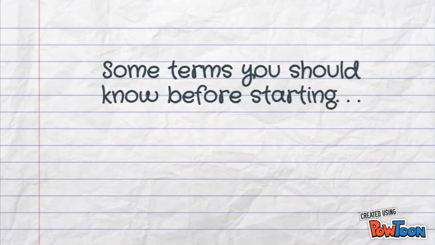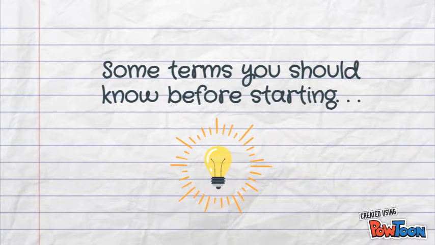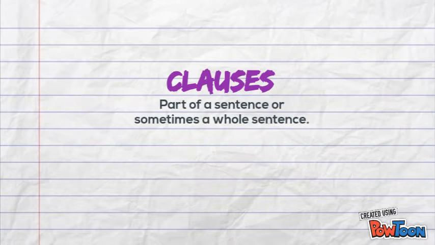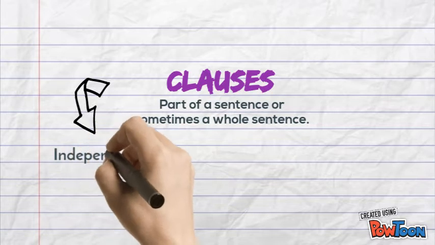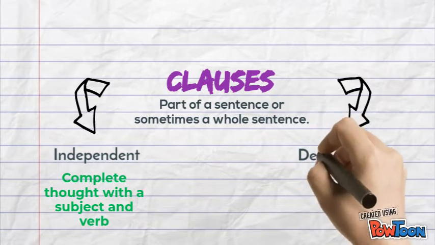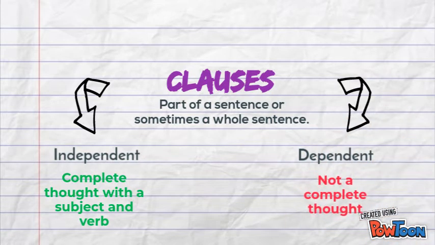We're going to discuss a couple of terms you should know before starting. We have clauses. Not that kind of clause. This is a part of a sentence or sometimes a whole sentence. There's an independent clause, which is a complete thought that has a subject and a verb. And then there's a dependent clause that is not a complete thought on its own.